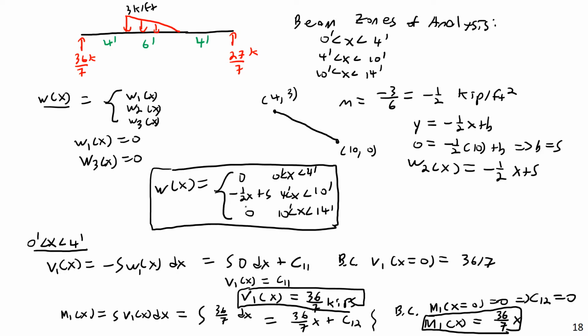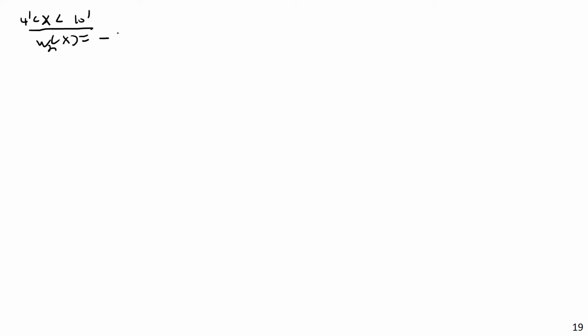Next, I want to look at the zone from 4 to 10. X is greater than 4 feet, but less than 10 feet. Here, w of x is what I found previously, or w2 of x is equal to negative 1/2 x plus 5.